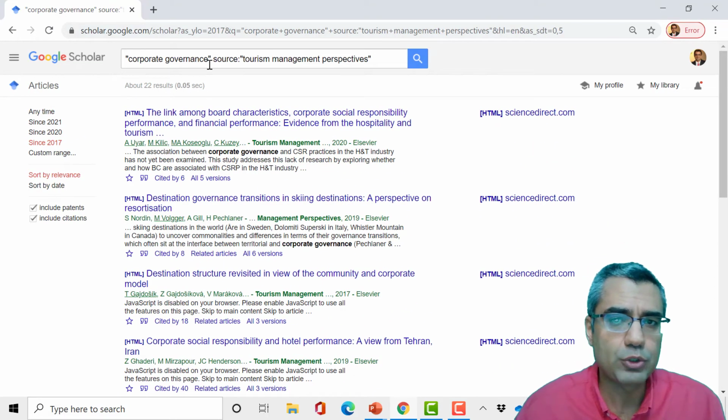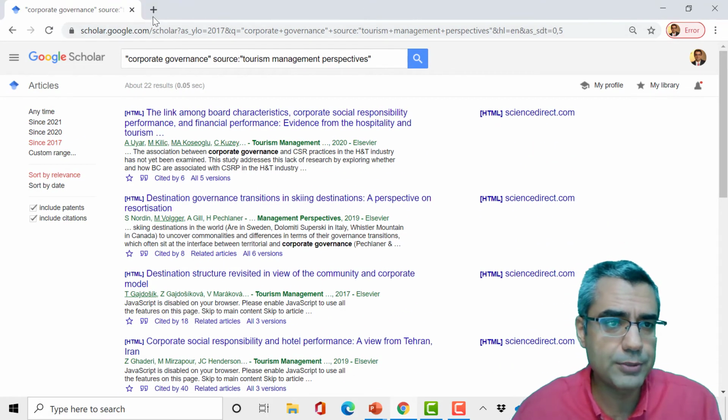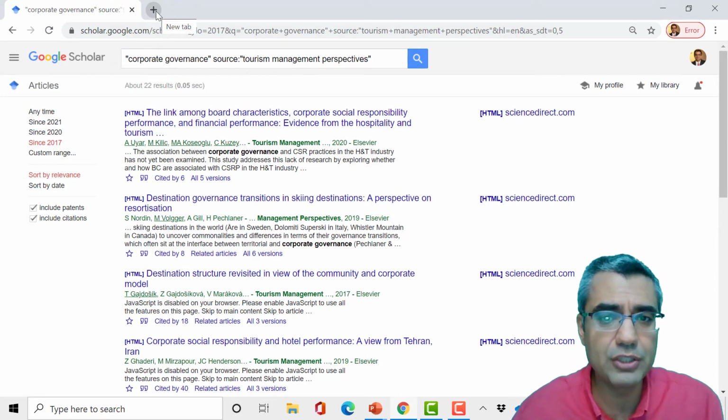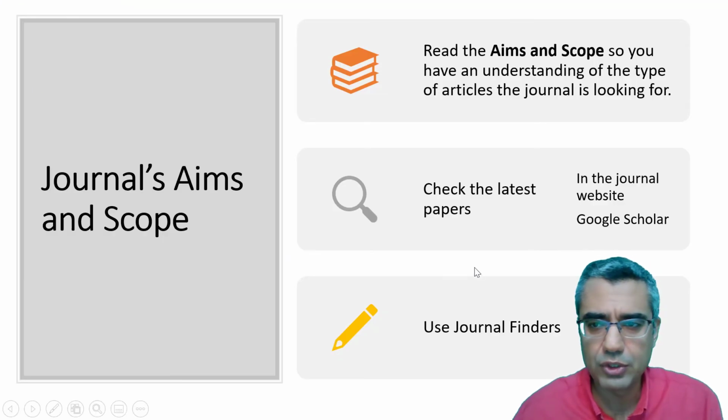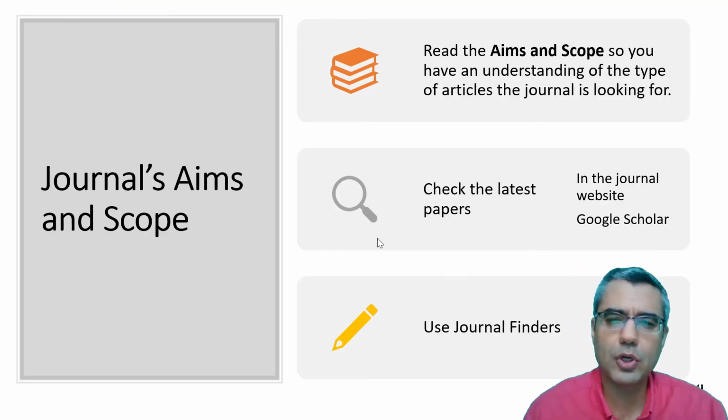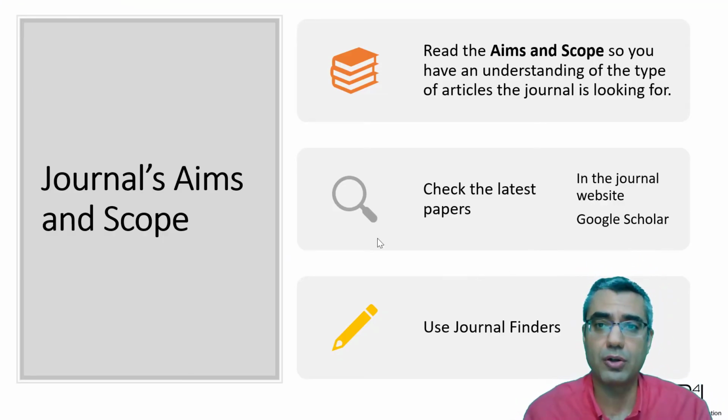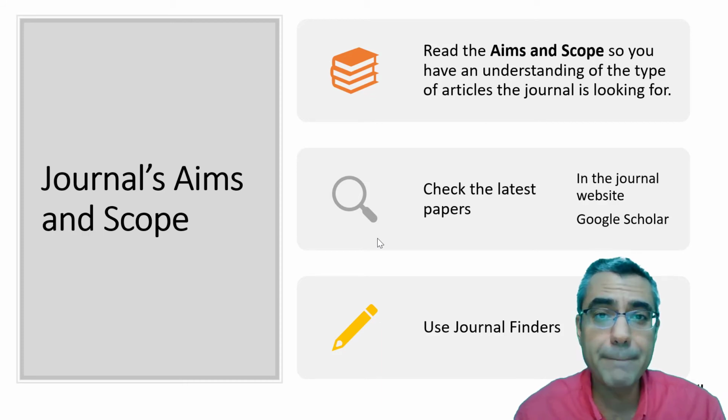Okay. So this is one of the methods you can use, or you can search the journal's website. It depends on the journal you want to use. How to find a journal to submit to?